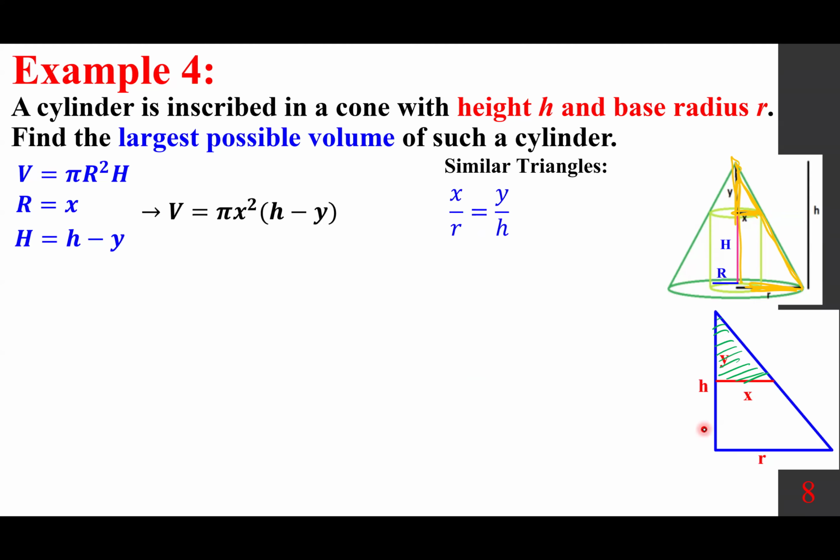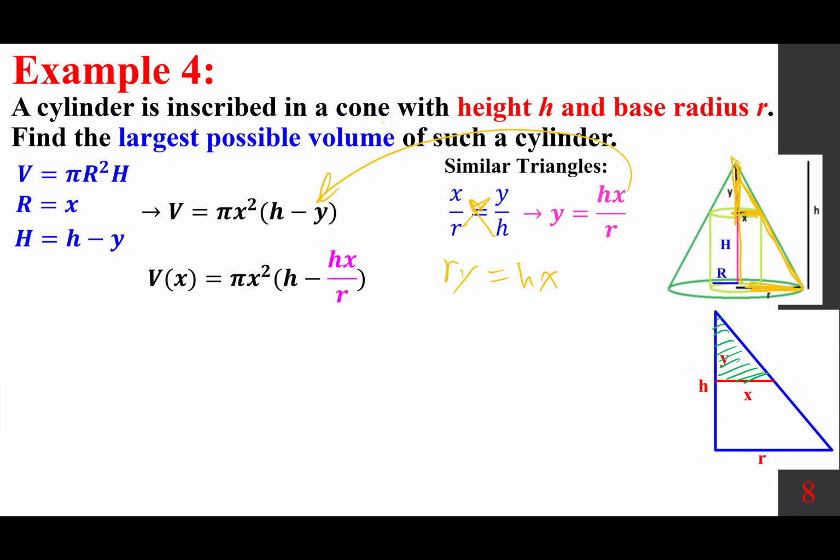So the idea is to make this, if you remember, there are two variables here. We want to make this a function of one variable. This is a function of x and y. So over here, we can either solve for x or y. So if I do the cross product, y becomes hx over r. I'm going to replace that, and that becomes a function of one variable.